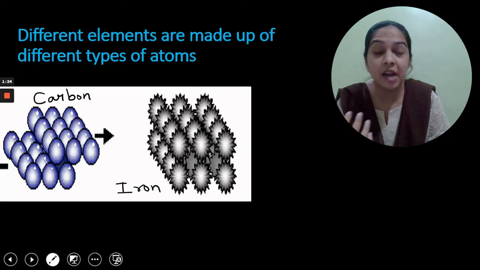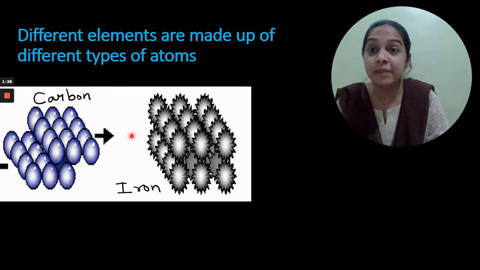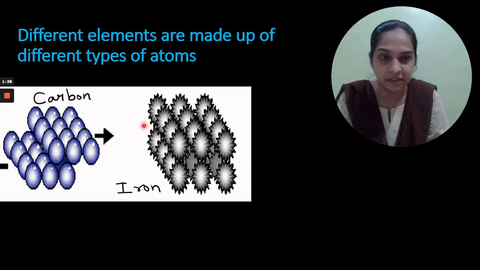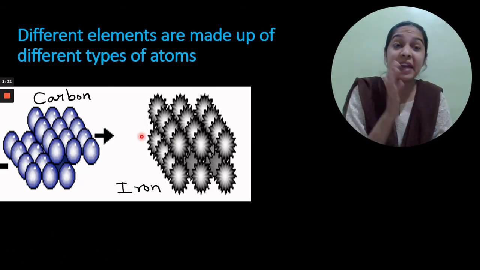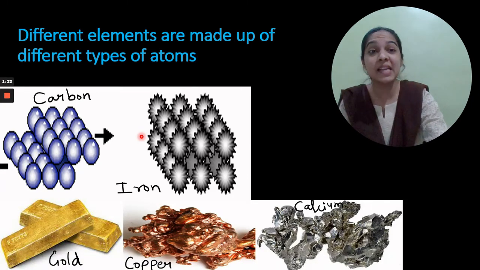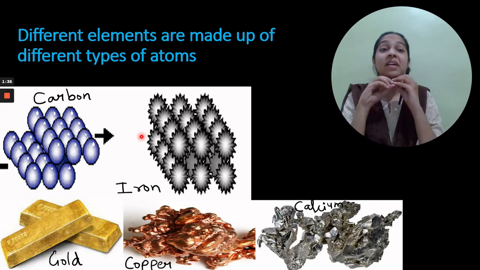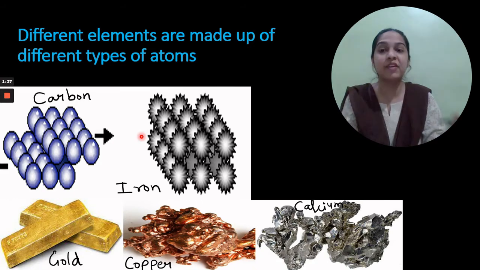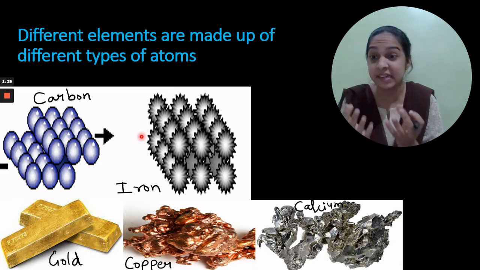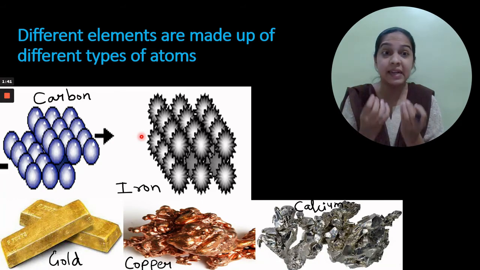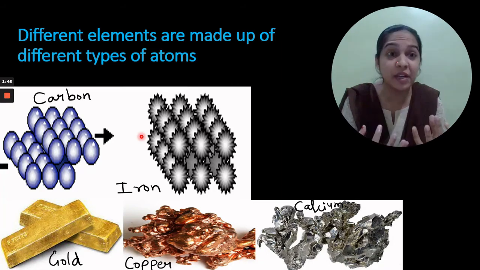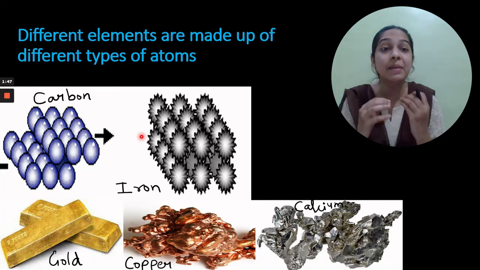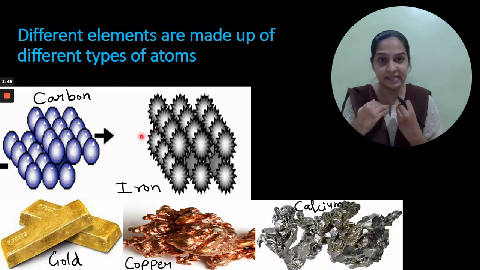Different elements are made up of different types of atoms. Now, what does this mean? You know that you have 118 elements, and these elements differ from each other. For example, gold is yellow in color. Copper is reddish in color. You have calcium, you have sodium, you have carbon. These elements have their own properties.